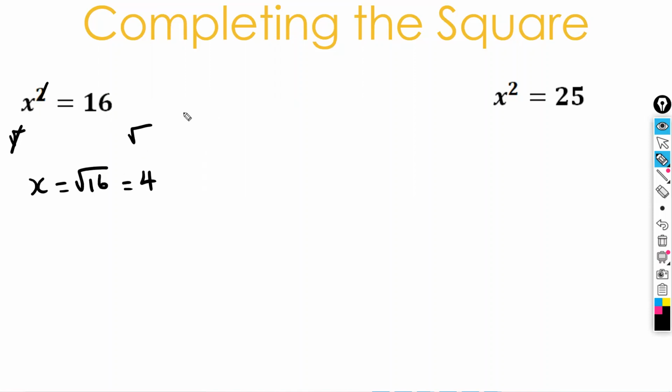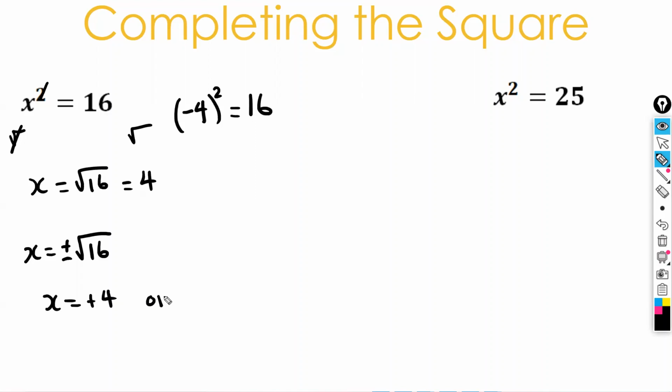However, if we were to do minus 4 squared, the product will still be 16, because the product of two negative numbers multiplied by each other will give a positive number. So we can rewrite this as x is equal to plus minus root 16. x is therefore equal to either positive 4 or x is equal to negative 4. So either of these solutions will work and will satisfy this equation here.